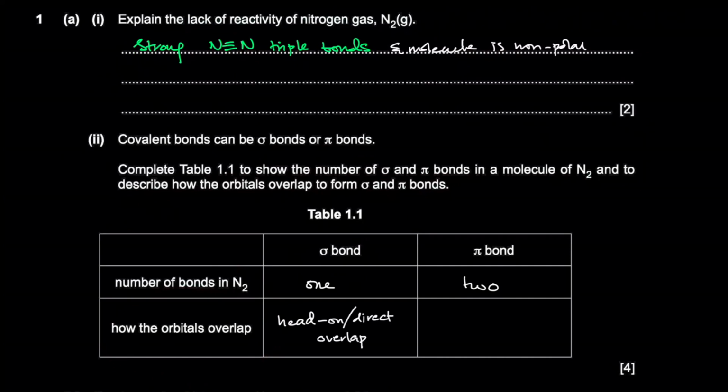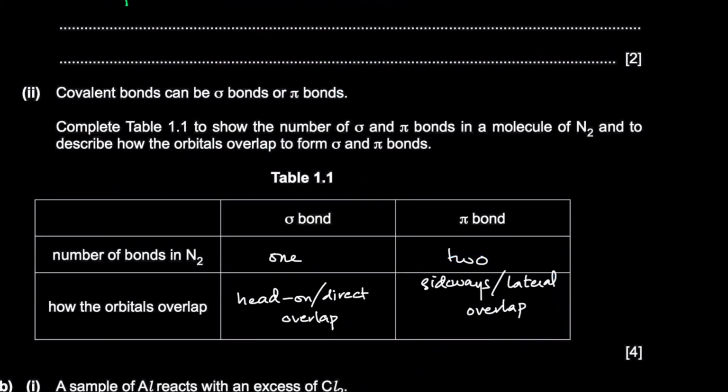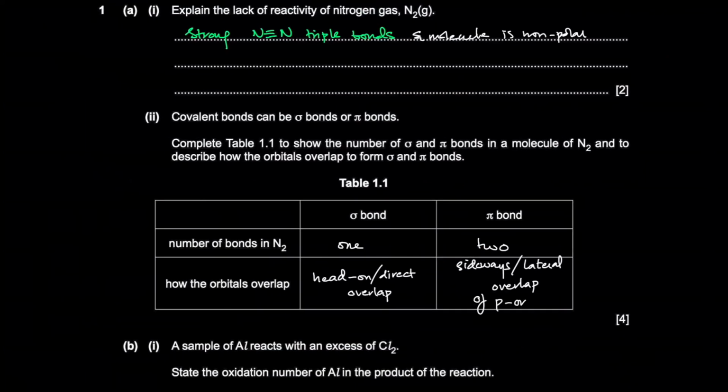And in a pi bond, the orbitals overlap sideways. You can also say lateral, means the same thing. Lateral overlap. And I also like to always mention that pi bonds apply only to p orbitals, where sigma bonds apply to s orbitals, p orbitals, hybrid orbitals, all of them.